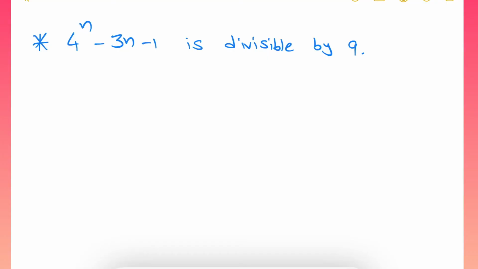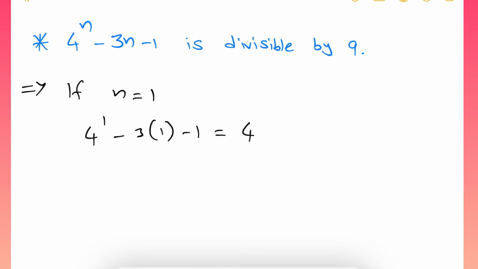The question is, show that 4 power n minus 3n minus 1 is divisible by 9. So first, in the place of n, let us substitute 1 in the first step. If n equals to 1, we get 4 power 1 minus 3 into 1 minus 1. 4 minus 3 minus 1, it is minus 4. So 4 minus 4 is nothing but 0. So 0 divided by 9 is 0 again.